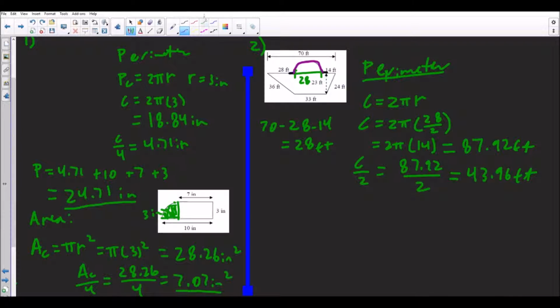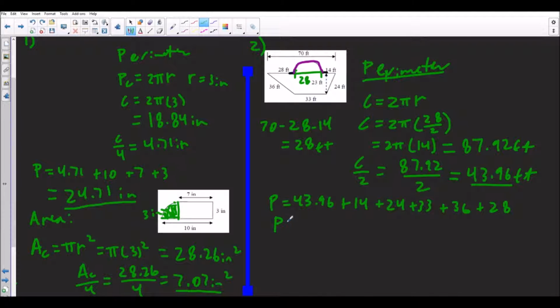And we found that. So all we need to do now is add up all the sides. So let's do that. Let's say the perimeter is going to equal 43.96, right? That's the circle part. And let's go around clockwise. So we're going to go plus 14, plus 24, plus 33, plus 36, plus 28, right? So we have 43.96, the purple line all the way around the circle, plus 14, plus 24, plus 33, plus 36, and plus 28.